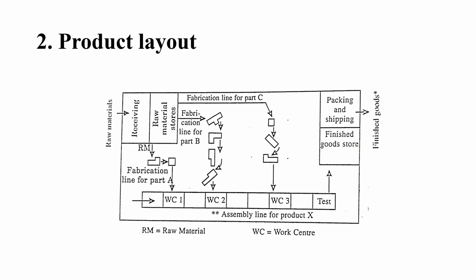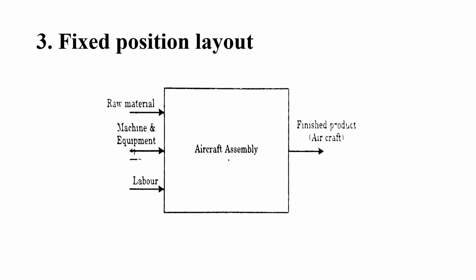Then it will go to the customer. See, these types of layouts will be helpful in manufacturing units like cement, chemical, paper, sugar, rubber, refineries, industries. Let us move to the third layout, fixed position layout.